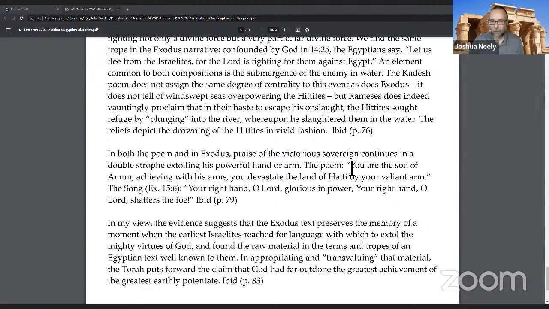The poem: "You are the son of Amun achieving with his arms, you devastate the lands of Hatti by your valiant arm." Whereas in the song, meaning in Exodus: "Your right hand, O Lord, glorious in power, your right hand, O Lord, shatters the foe." That is very powerfully reworking the language that would have been familiar to everyone in Egypt, and indeed in many parts of the ancient world around Egypt, and taking out Ramses, taking out the Egyptian divinity, modifying it to fit our own personal circumstance, and then throwing it back in their face.